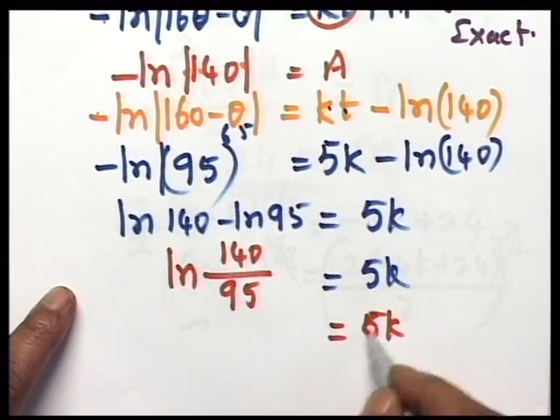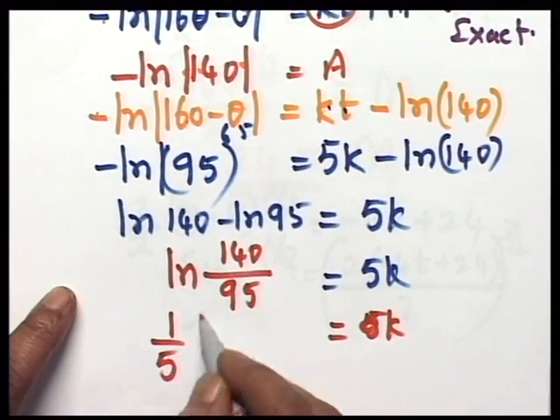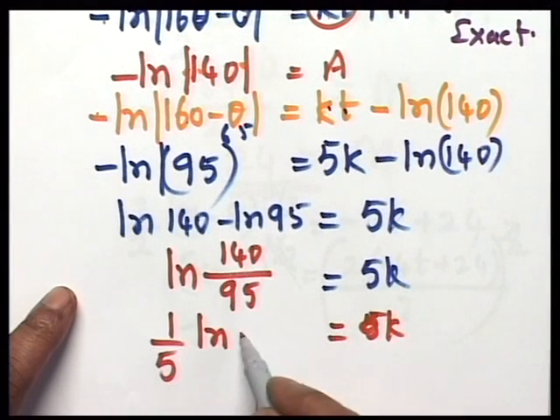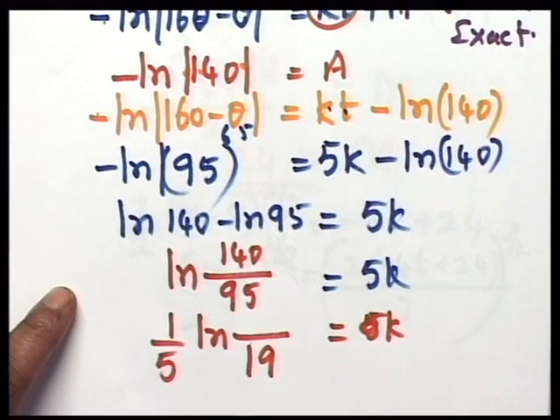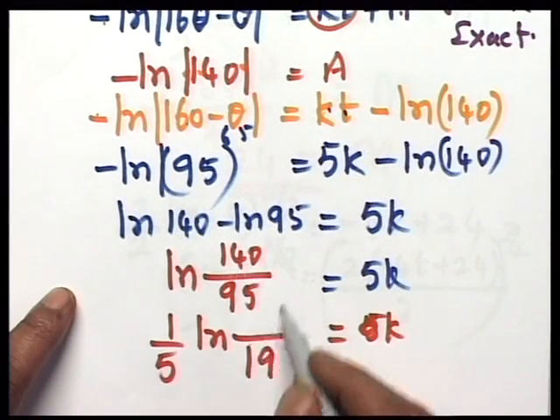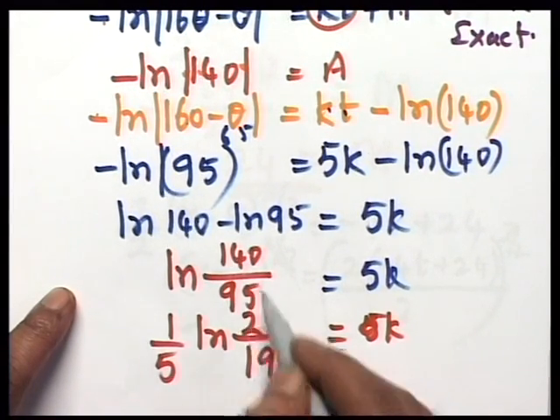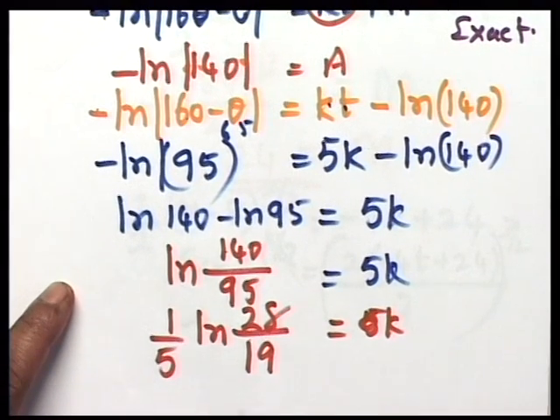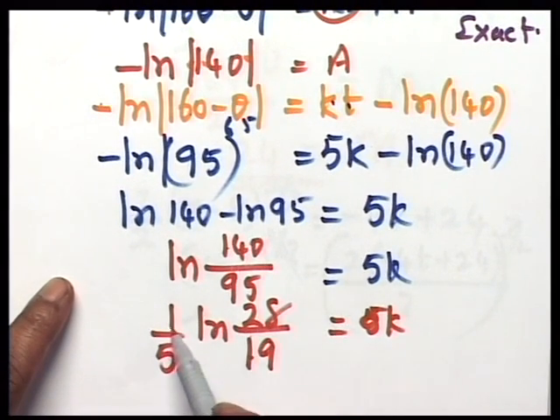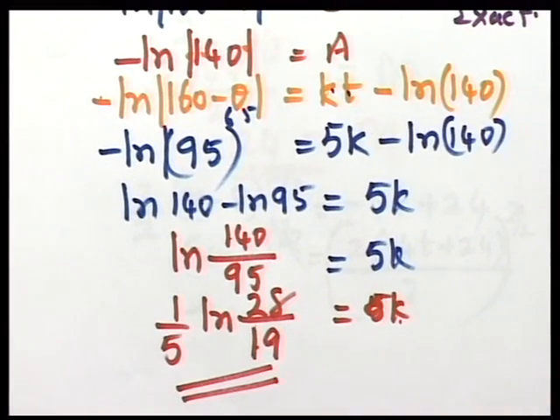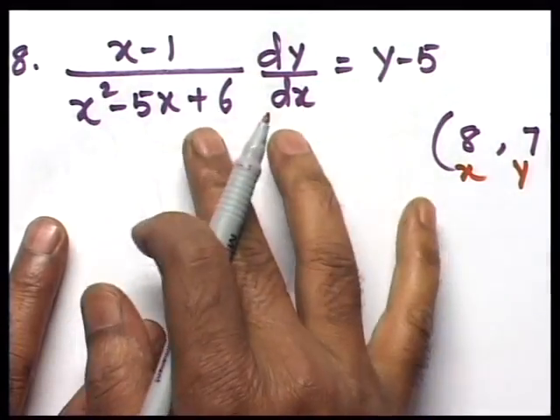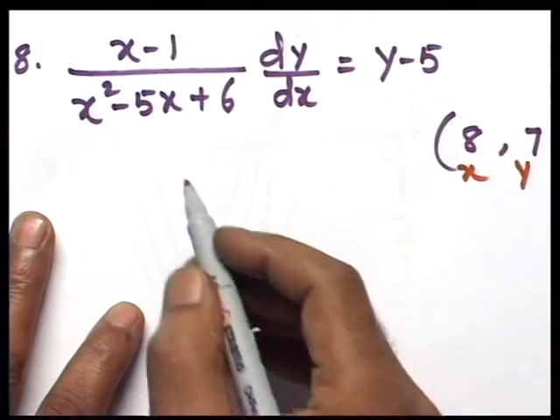We can make it smaller. 5k, or just move the 5, so it's a fifth ln of 28 over 19, since 140 is 5 times 28 and 95 is 5 times 19. I think we can leave it like that. That's the value of k the examiner wanted.